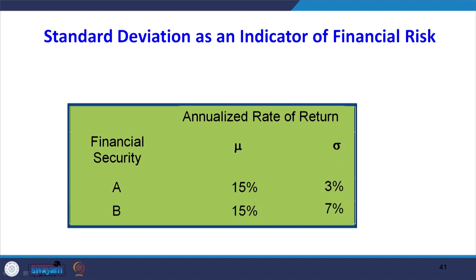Look at this one, mu and sigma. This is financial security A and B. See, the return is 15 and 15. Both are giving equal return, but look at the sigma, the standard deviation, because in the financial context it is measured as the risk. The first one is 3%, the second is 7%. So, security B has a higher risk. So, we always go for the lesser standard deviation, because the mean is the same, so at the same time the risk should also be lower.